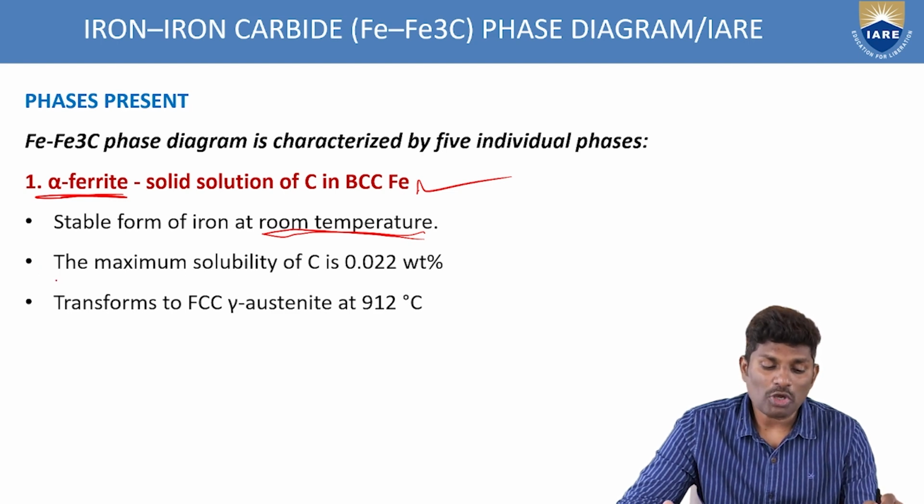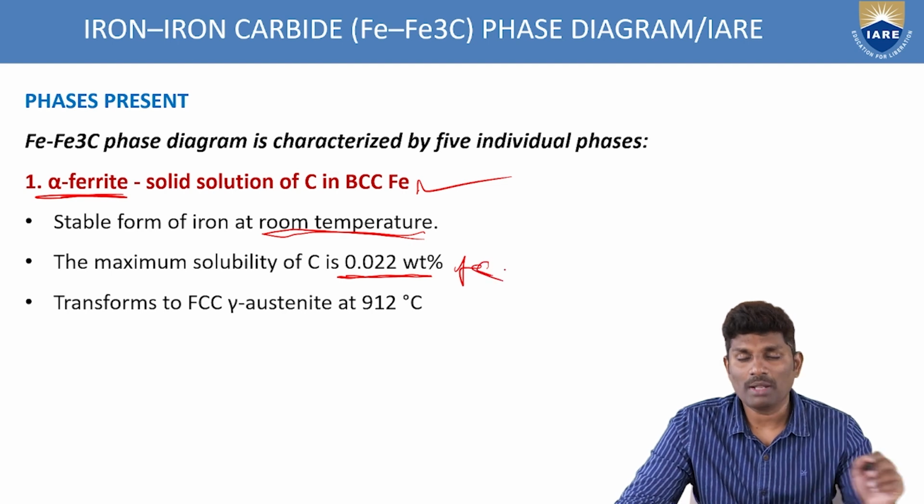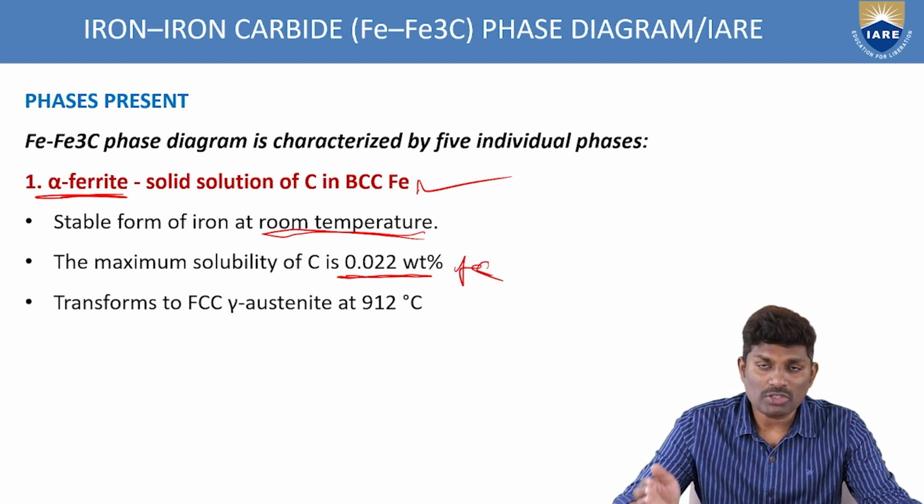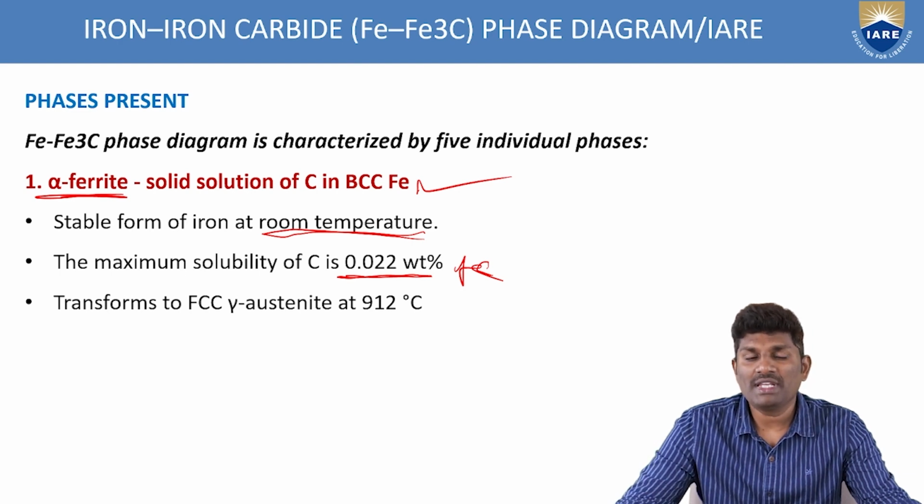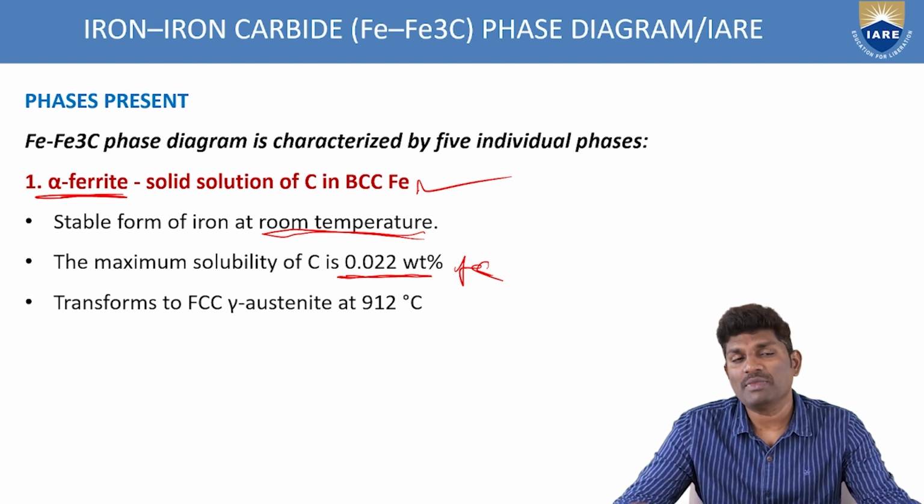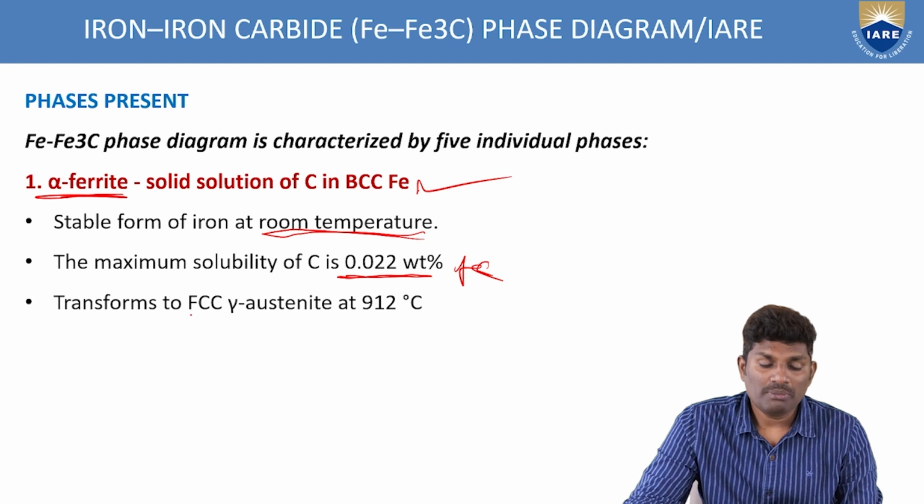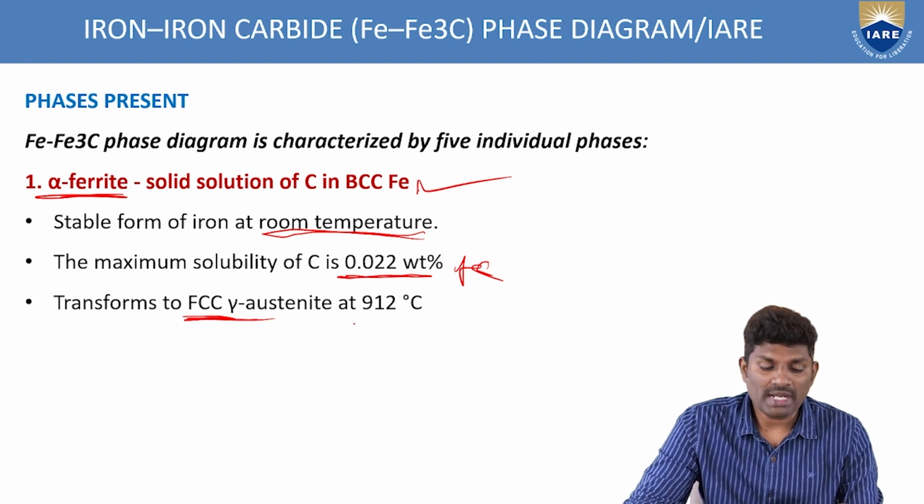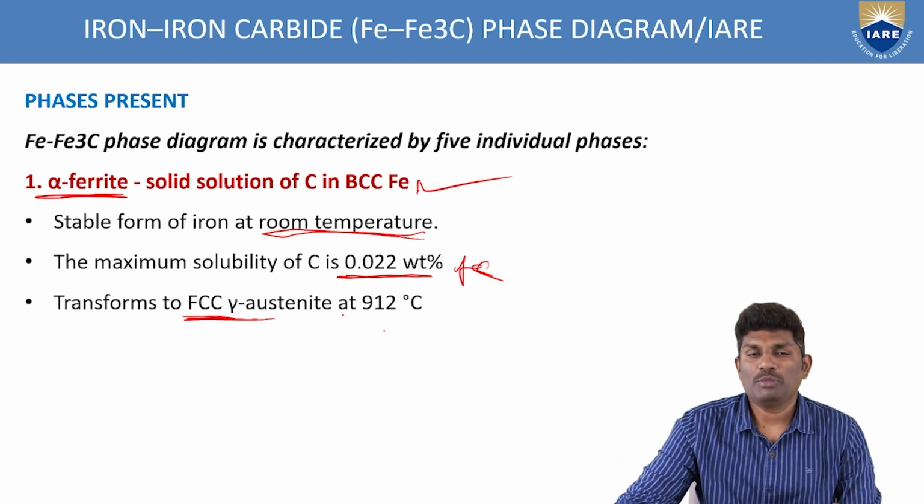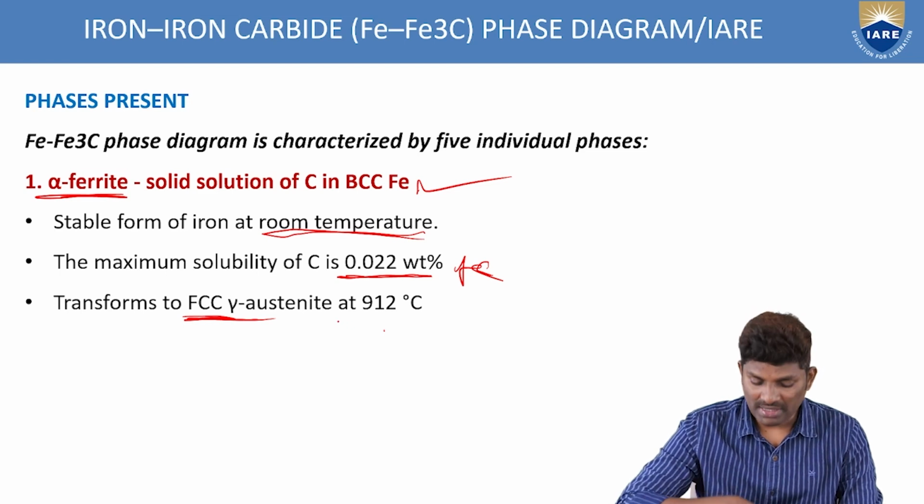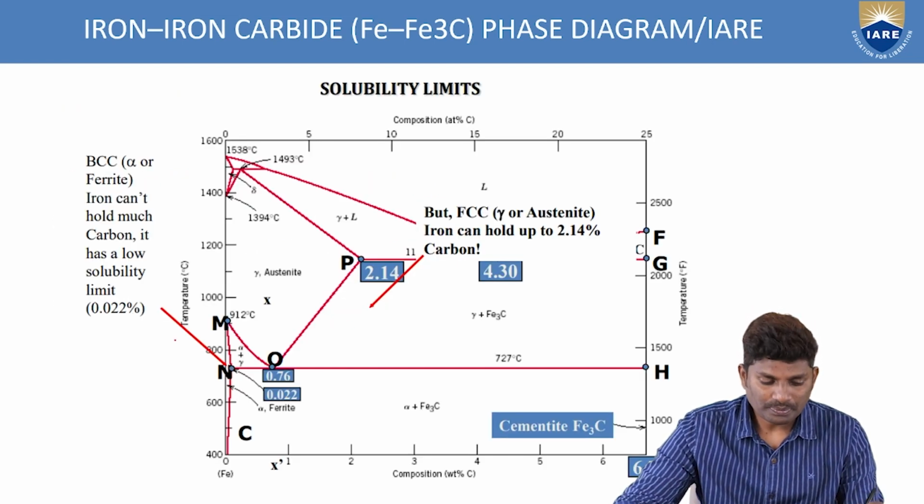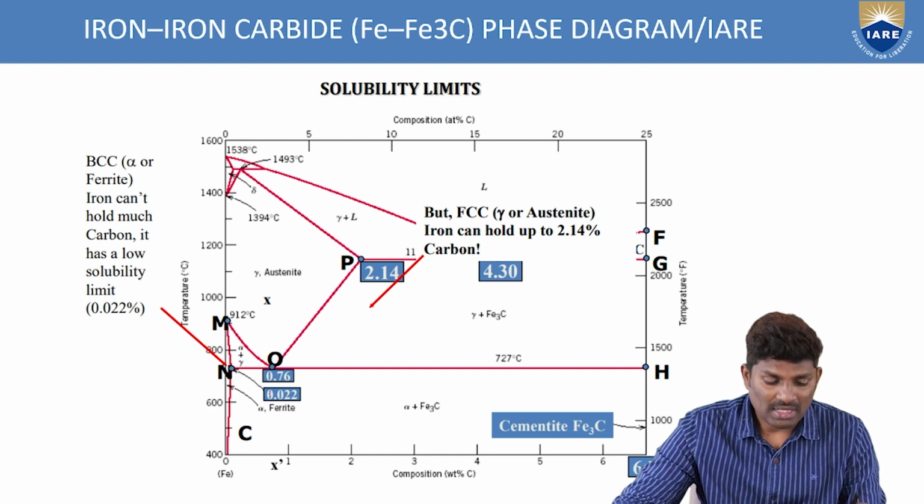The second point is the maximum solubility of carbon in that solid, which is 0.028%. So what is the maximum solubility limit? The maximum solubility limit of carbon is 0.028%. And the transformation starts from that point, that is BCC to FCC, the austenite, at 912 degrees centigrade. So from room temperature, the BCC is slowly converting to austenite at 912 degrees centigrade. So that is the first thing you can observe, the category of observation of the ferrite.